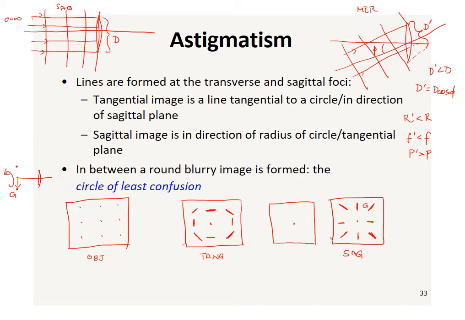Now, if we look halfway in between, then the tangential rays are starting to go a little bit out of focus, and the sagittal rays are starting to come a little bit into focus. What ends up happening is you have little blurry circles like that, which are more blurry the further away you go from the optical axis. And these little circles are called the circles of least confusion.